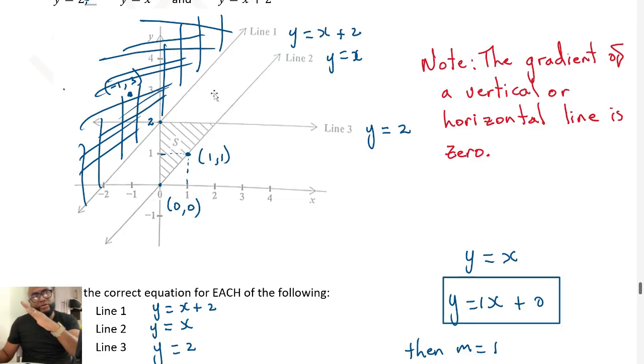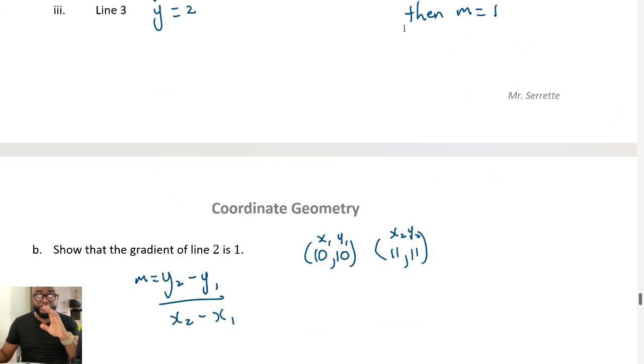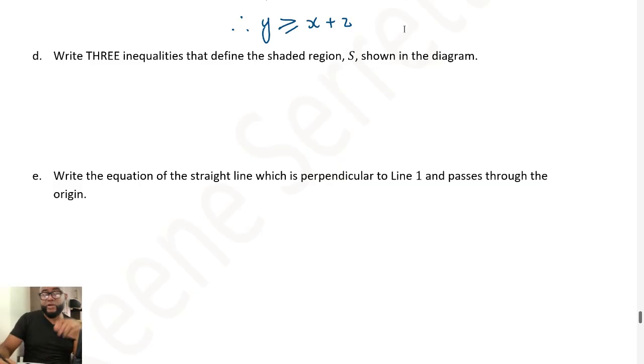Let me start with line 1. Is it above line 1 or is it below line 1? So that will be less than or equal to. I'm going to write over the same equation, although don't frighten if you didn't catch it too much. Over the same equation, but instead of putting an equal sign, I'm going to put less than or equal to. So watch it. The first inequality: y is less than or equal to x plus 2. That's inequality number 1.